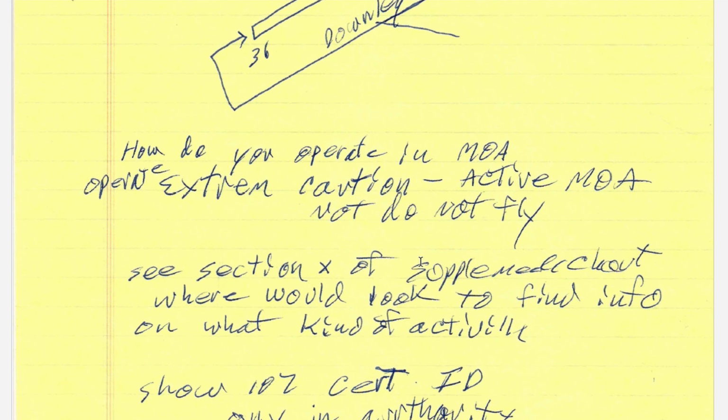How do you operate in a MOA? Operate with extreme caution. If it's an active MOA, do not fly. And you can see the section X of the supplemental chart is where you look up to find out info on what kind of activities are taking place in an MOA.